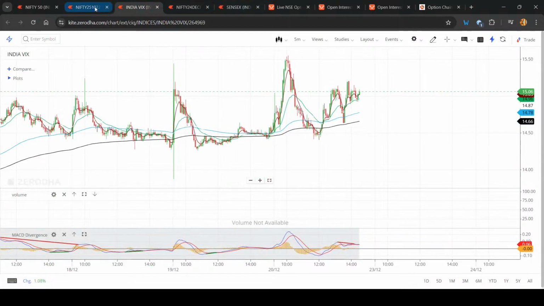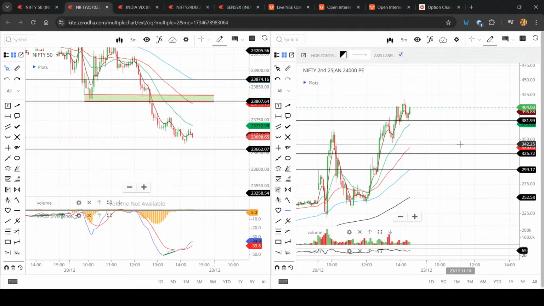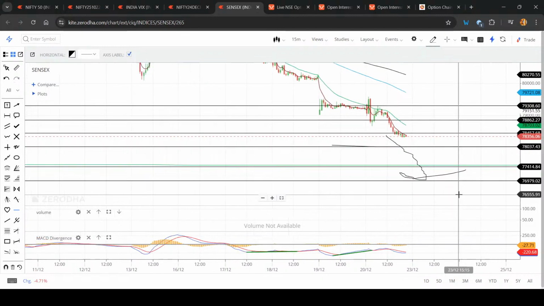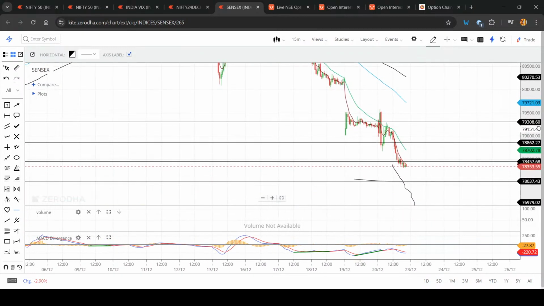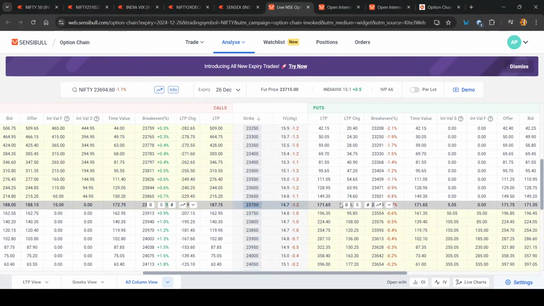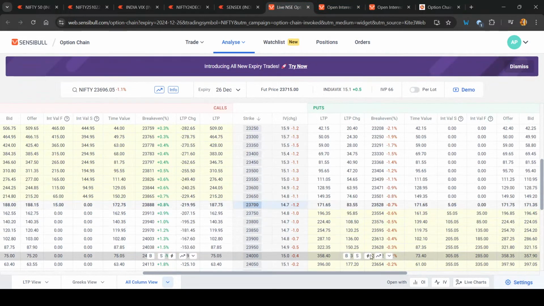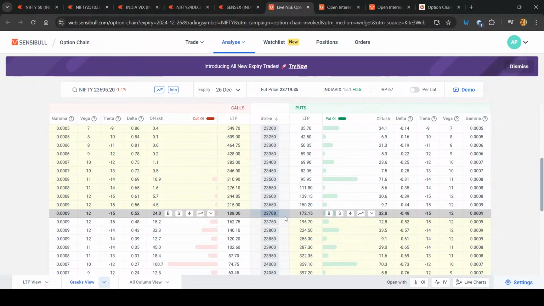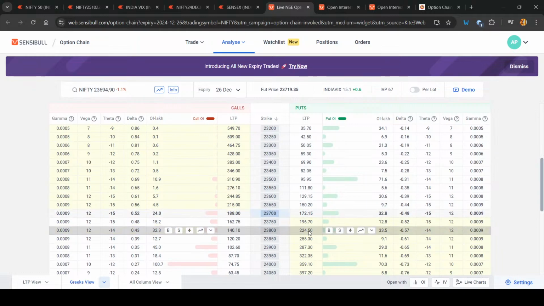VIX is closing above this one. Okay, put premium is increasing, so that is fine, but that is from the next expiry. What else do we need to analyze before carrying anything? Sensex, I think 73,78, till 78,000 it can do. So 224, they are trying 23,800 to 24,000.